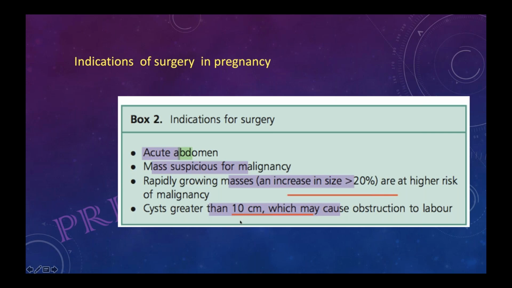What could be the indications for surgery in pregnancy? Acute abdomen, mass with suspicion of malignancy, rapidly growing mass, increase in size in 2 scans by more than 20%. You may get a question from this line. Okay, and any cyst more than 10 centimeter that will cause obstruction will also be an indication for surgery. You may get questions from all of this part. So these are the indications of surgery in pregnancy.